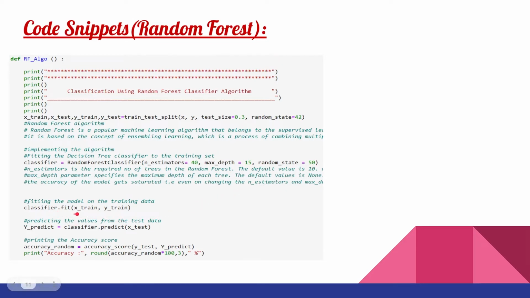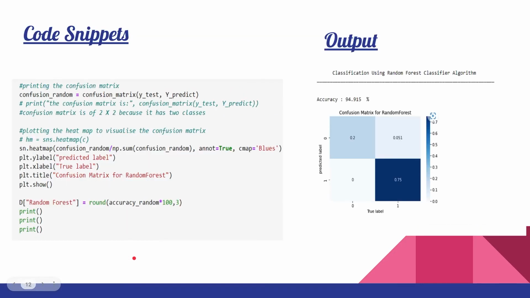Now I have fitted my classifier that is declared above on the training data set, here X train and Y train, and after that I have predicted my values on the test data. After that I have calculated the accuracy score by using the inbuilt accuracy score function, and then I have printed the accuracy. I have plotted the confusion matrix of the test data, and here you can see the confusion matrix for the same. So this is basically a heat map, and I have labeled it. So the accuracy of my model is 94.915%. Thank you.